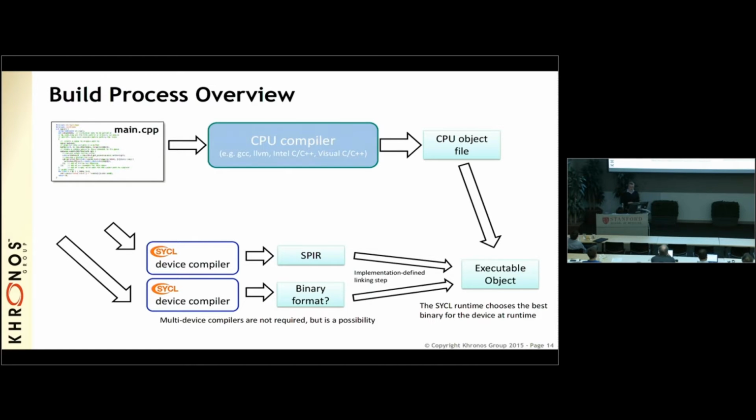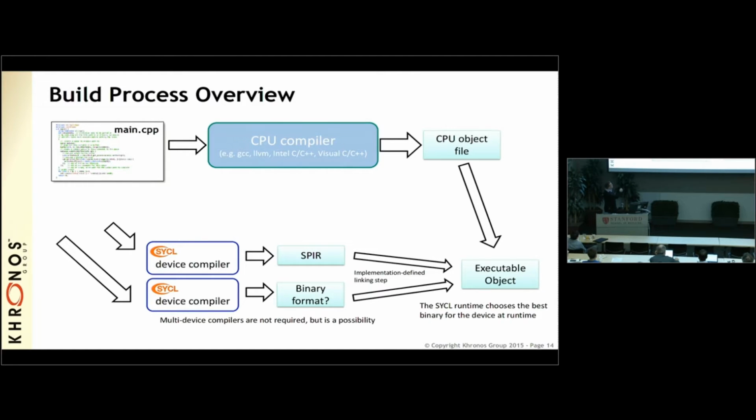Because this is standard C++, it allows us to do an interesting build process. So at the top here, we see that we have that source file that I just showed, and we run this through a standard CPU compiler, Visual Studio, GCC, whatever else, and this generates a standard object file. And this is perfectly standard host code. There's no magic in there.